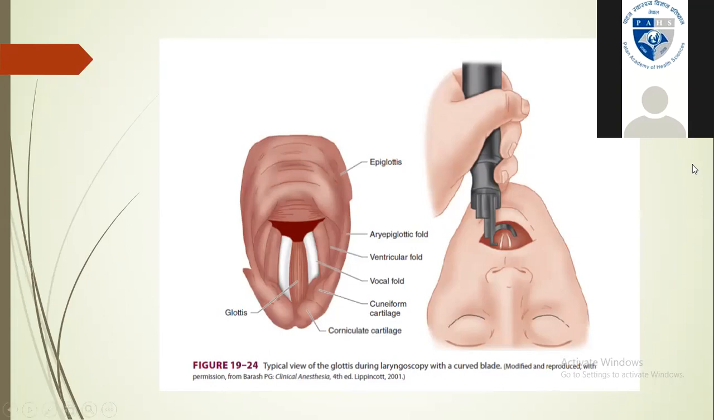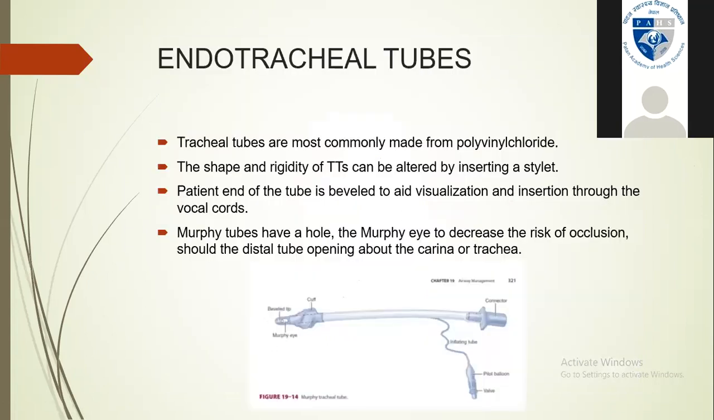After insertion of the laryngoscope, we can see the vocal cords and other structures, and this will aid in the insertion of our endotracheal tube. So endotracheal tubes are most commonly made from polyvinyl chloride. The shape and rigidity of tracheal tubes can be altered by inserting a stylet or a bougie. The patient end of the tube is beveled to aid visualization and insertion through the vocal cords.